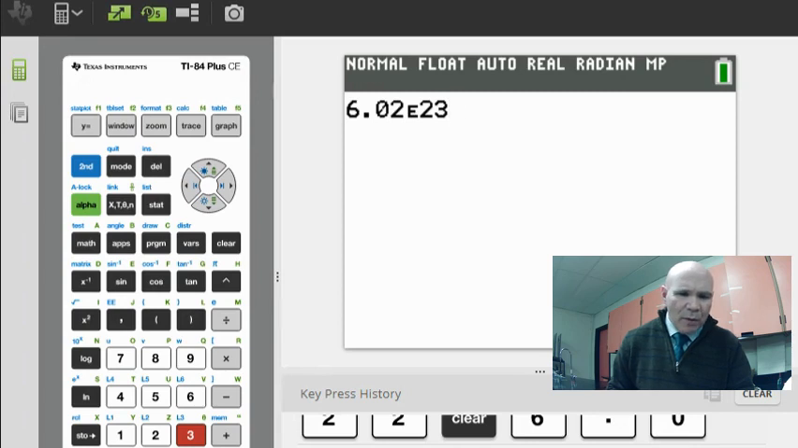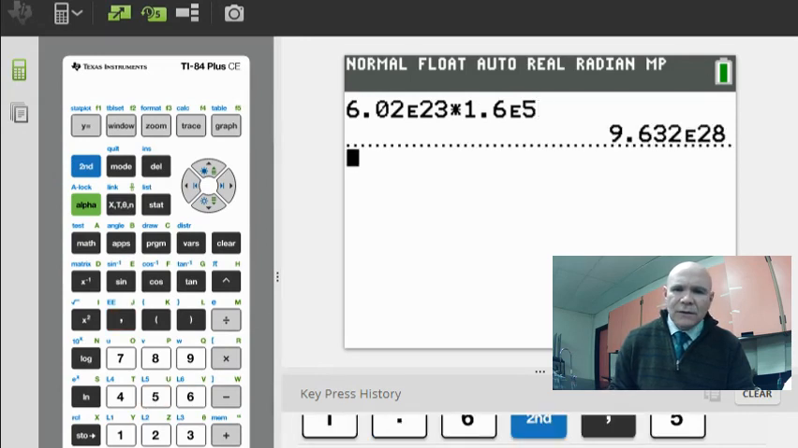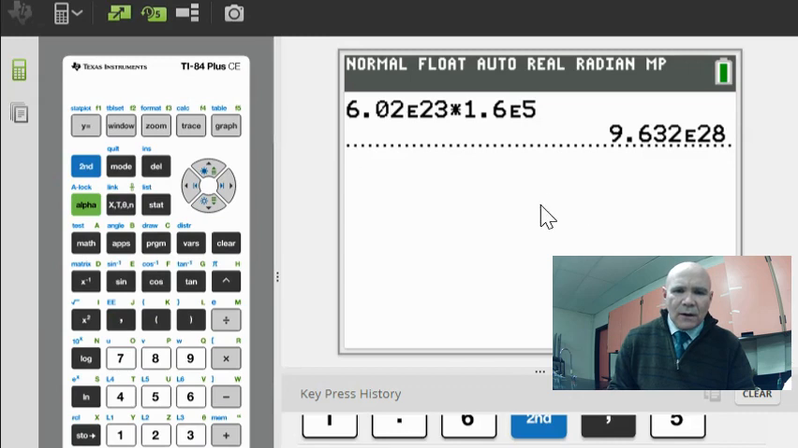And then when you multiply or divide that, so let's say I'm going to multiply that by 1.6, second function EE, and to the power of 5, hit enter, and you'll see I've got my numbers written here in scientific notation, 6.02 times 10 to the 23rd multiplied by 1.6 times 10 to the 5th gives me an answer of 9.632 times 10 to the 28.